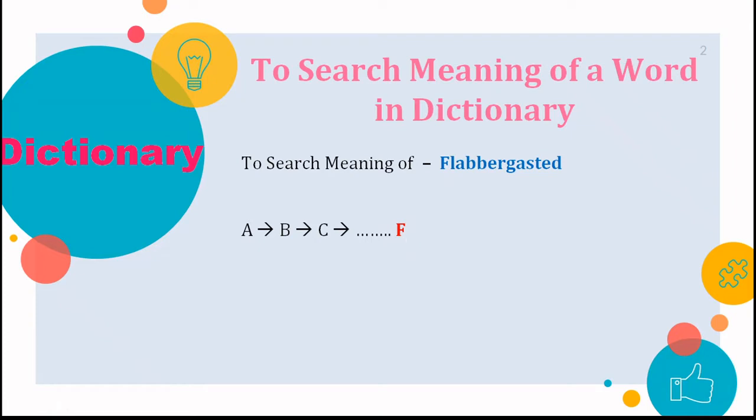Wherever a new letter starts, the index will tell you the page number for it, right? Let's say the page number is 150. You go to the index and see that F is found at page number 150, so you go directly to page 150. Now again, F has so many words, so what we do is look at the next letter. What is the next letter? The next letter is L.